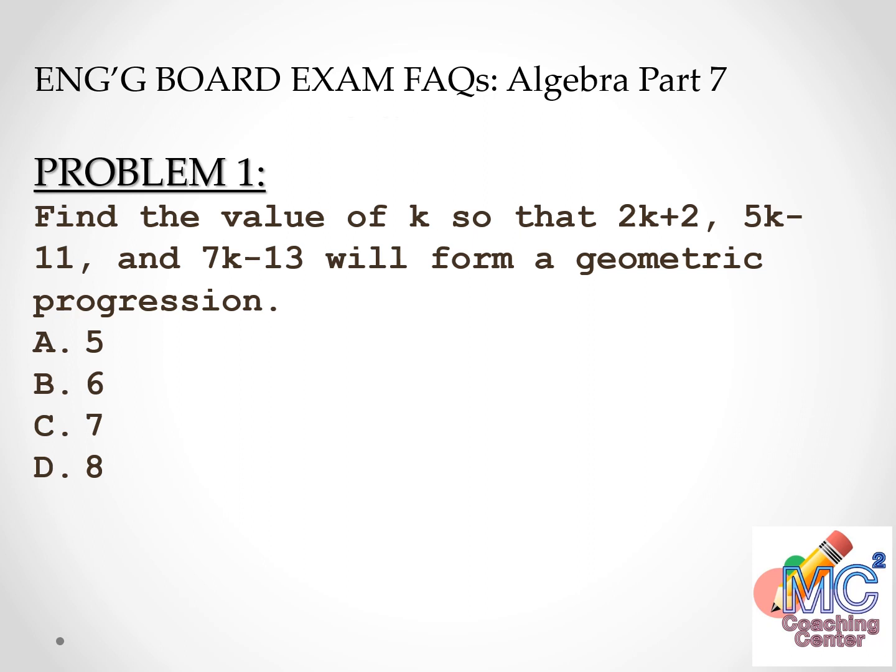Again, sabi sa problem, we have 2k plus 2, 5k minus 11, and 7k minus 13. Dapat daw ito sila maka-form ng geometric progression. GP means geometric progression. So gawin natin dito, class, paano ko ba siya isosolve?